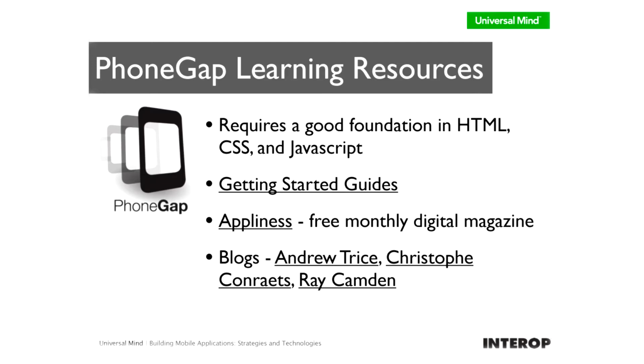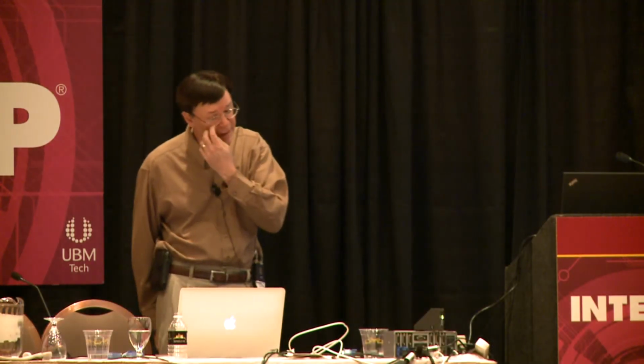Adobe produces a monthly digital magazine called Appliness. And I'd highly recommend that magazine. It's focused not just on PhoneGap, but on web development in general. There are some really nice articles. It's very well formatted. They have an app for Android and for iOS. You can get it right on Newsstand in iOS and read that. Or they have a PDF available if you want to read it just in Adobe Acrobat.